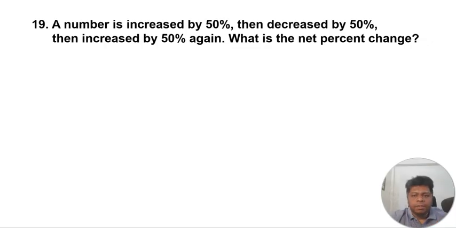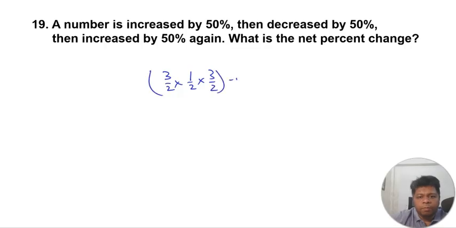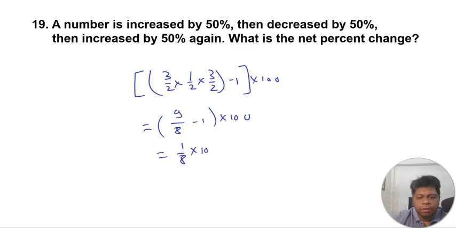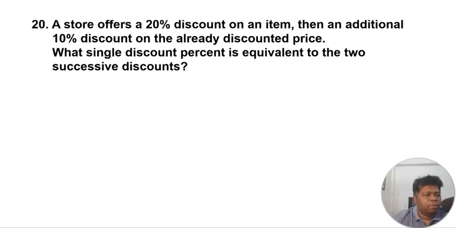Number is increased by 50%, then decreased by 50%. So 50% increase, quickie is always 3 by 2, decrease is 1 by 2. Okay, so 3 by 2, remember the formula, then minus 1, okay, into 100. Then it will become 9 by 8 minus 1 into 100. So it's a positive value, so it's an overall increase. So then it will become your 12.5%. Sorry, there should be only 5% increase. Okay, then we are going to our last question.